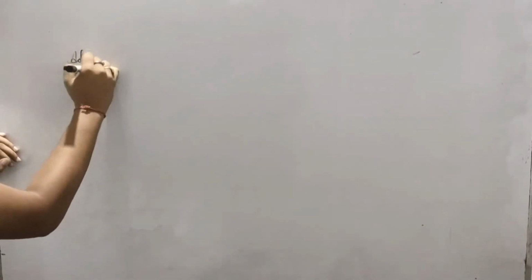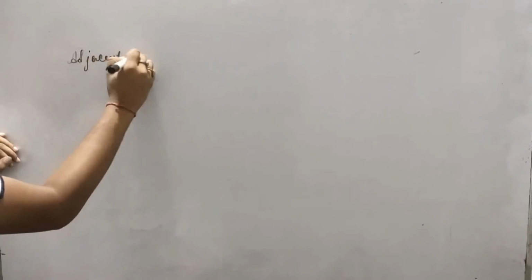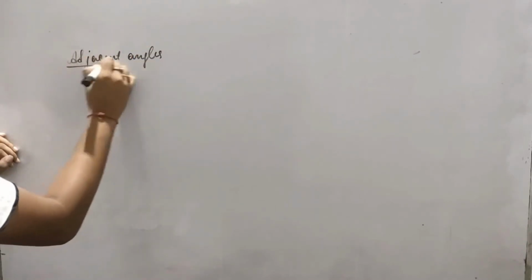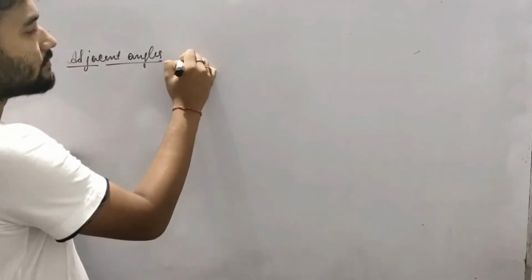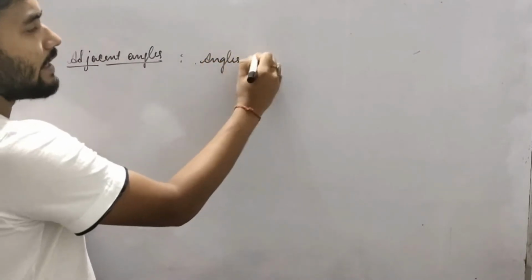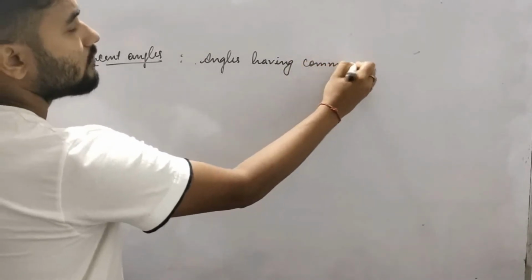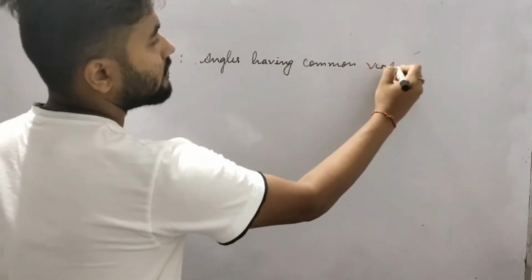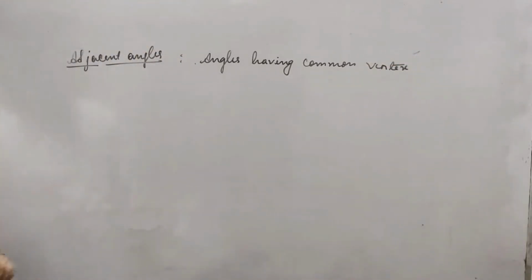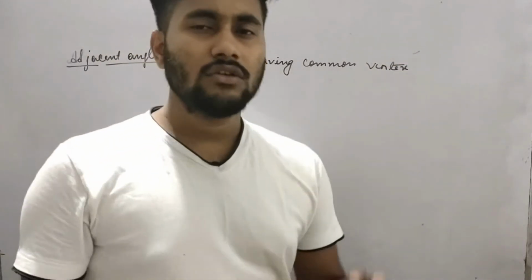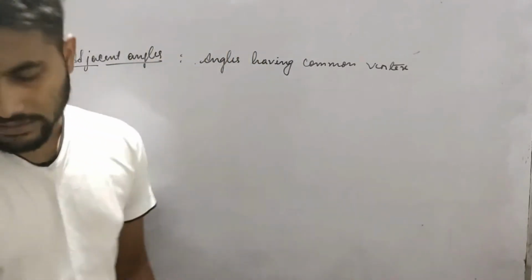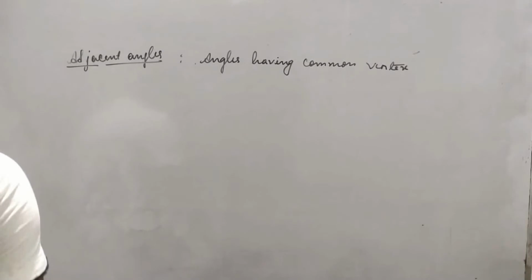Now one topic was left yesterday, that is adjacent angles. When are two angles called adjacent angles? You can say: angles having a common vertex. Those angles are called adjacent angles which have a common vertex. Understood? Those angles are adjacent which have a common vertex.